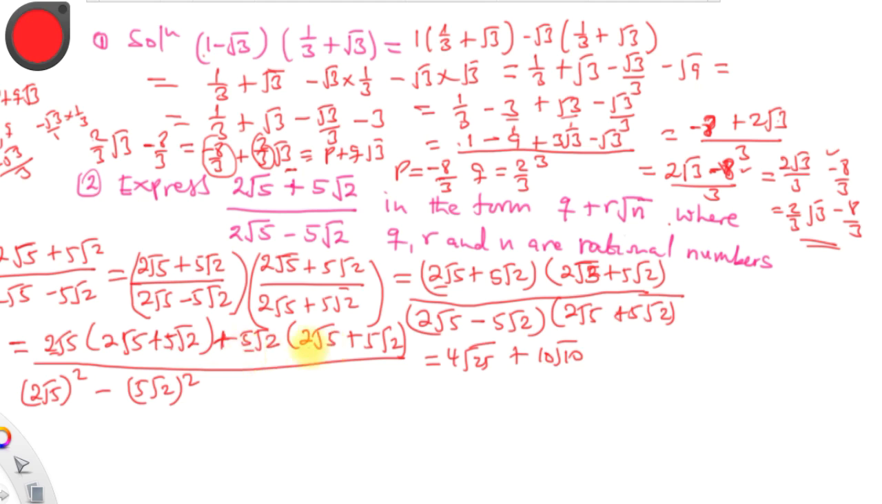So this 5 will multiply the 2, you get 10, and 2 times, they are the same term, you get the same thing. So we get plus 10 root 10. And then you have 5 times 5 is 25. So we get plus 25, and then root 2 times 2, which is root 4, all over.